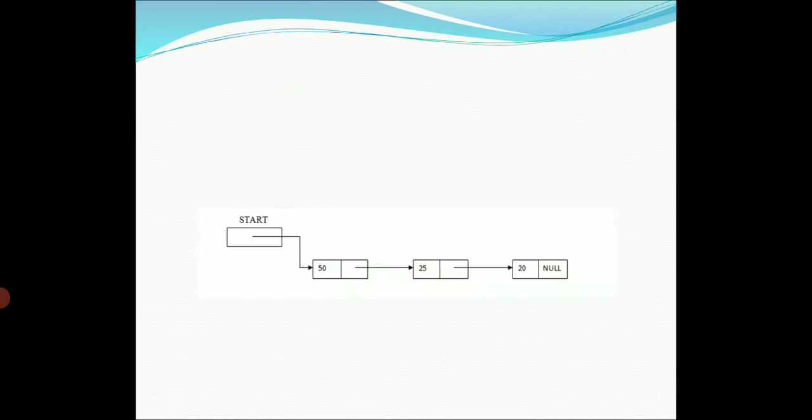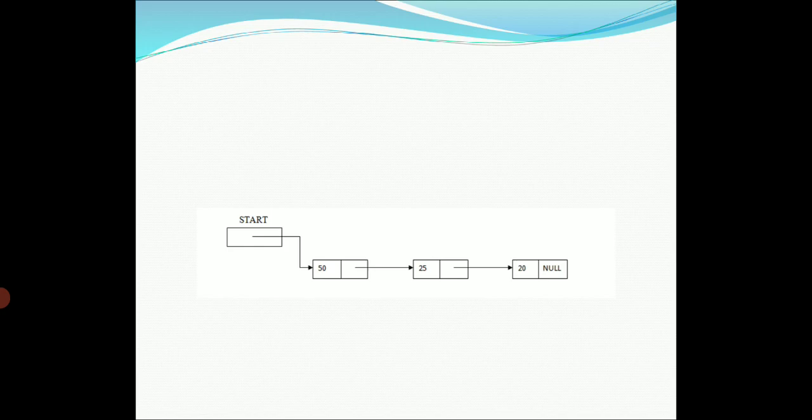So this is the diagrammatic representation. First of all, what is a node? A node contains two different parts. The first part is called the information field. The second part is called the link field. The information field contains the data. The link field contains the address of the next node.